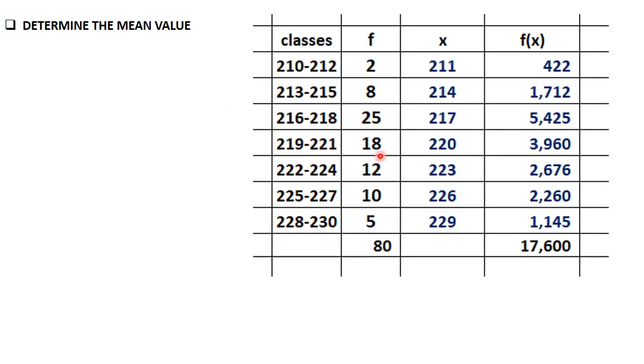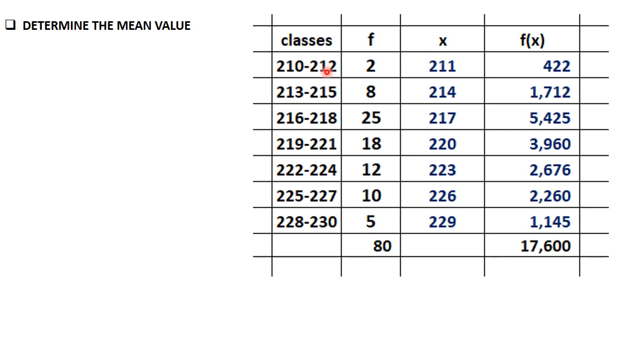Okay, let's go. The first thing, determine the mean value. That's easy. I think I tackled this at the beginning. You just need to have the f of x's, and f of x is just gotten by multiplying the f's times x's. Someone is probably asking, where does the x come from? X's are averages of the classes. That is 210 plus 212 divided by 2.